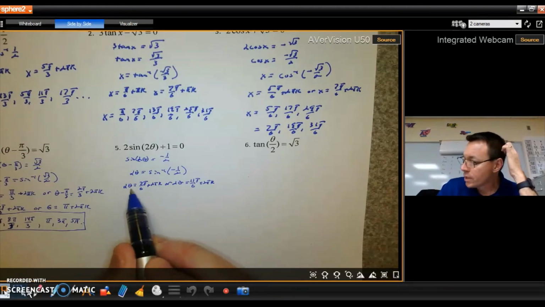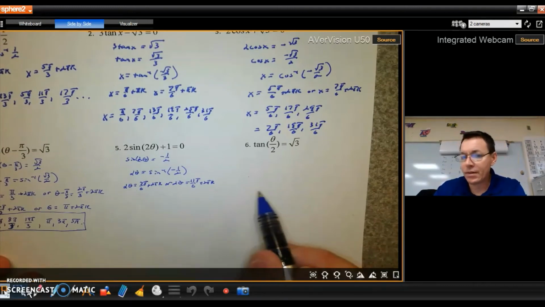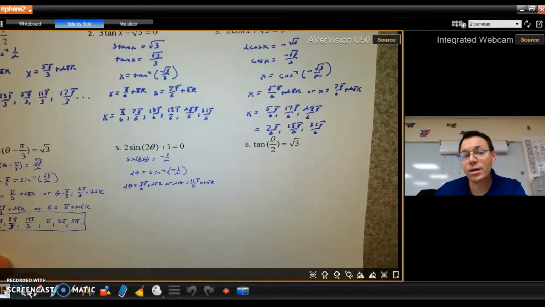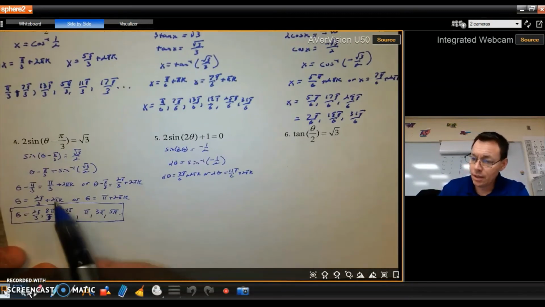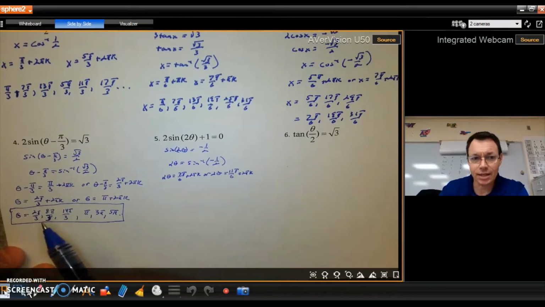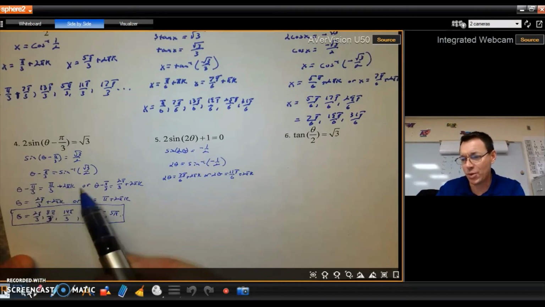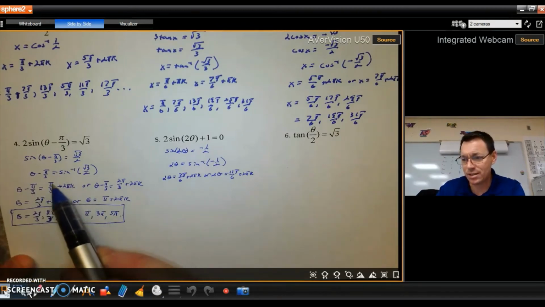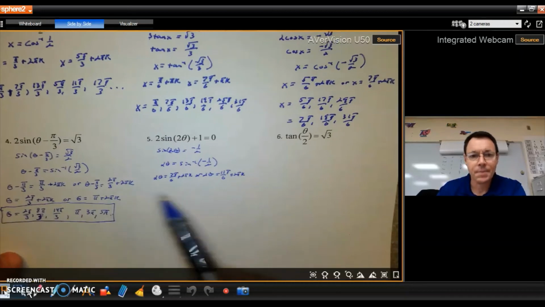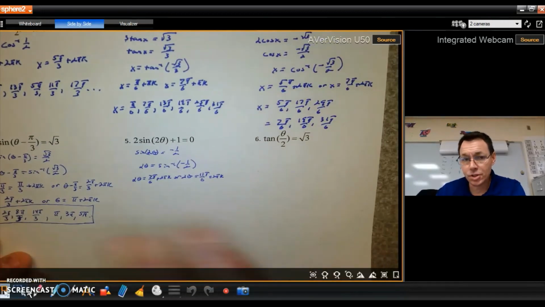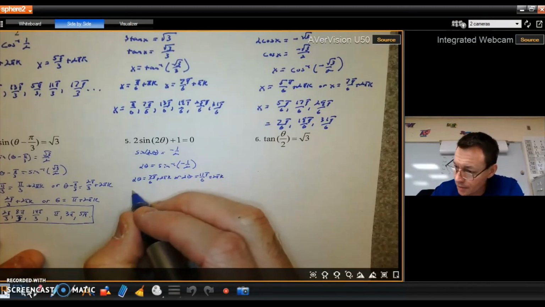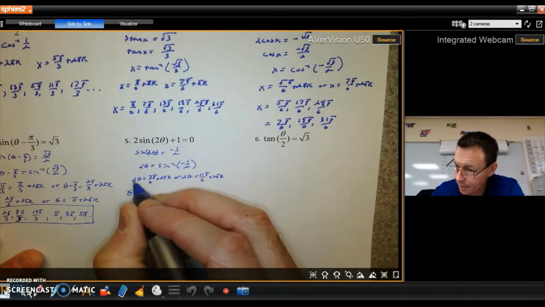Now, for this one, to get the theta by itself, I need to divide everything by 2. Now, for this one, we are dividing everything. When you divide, it distributes. Over here, when you add something to this side, you're just adding it to the side, and then you just combine like terms. So that's why you're not adding pi over 3 to this. You're just adding it to the like term that you have. But when you divide, you have to distribute. So I'm going to divide everything by 2.